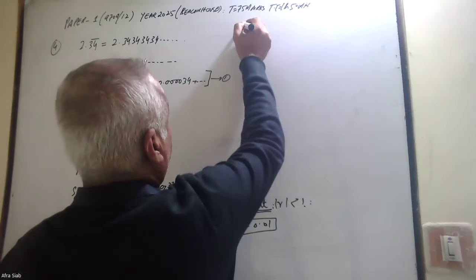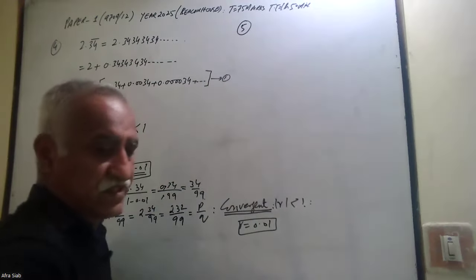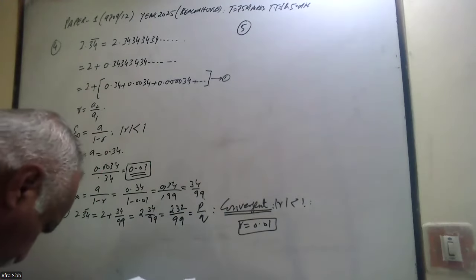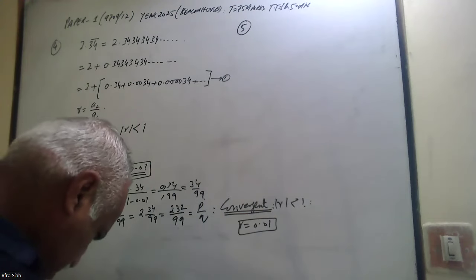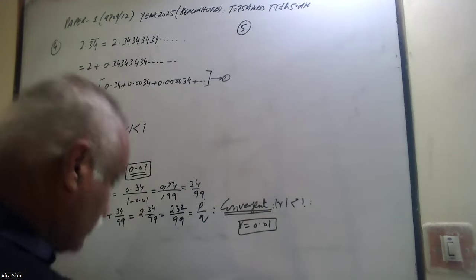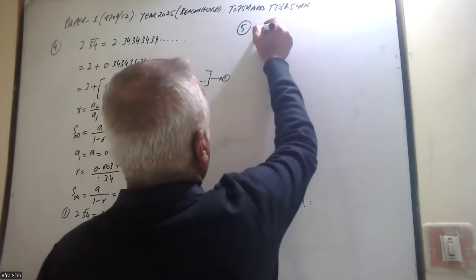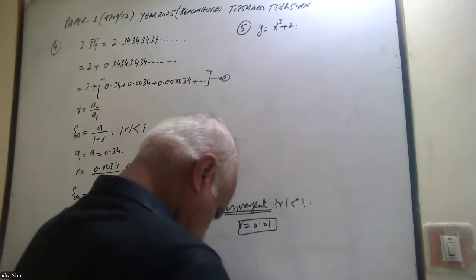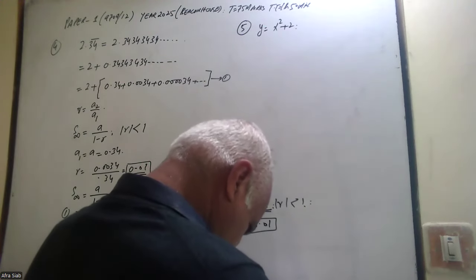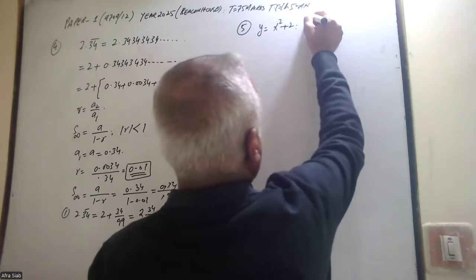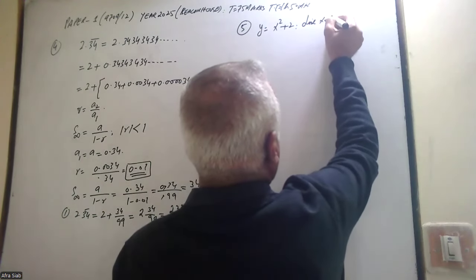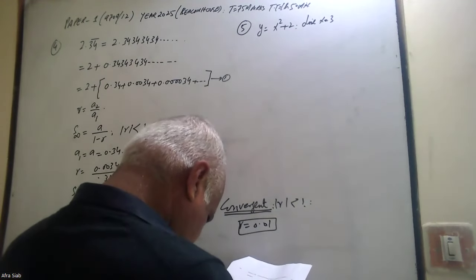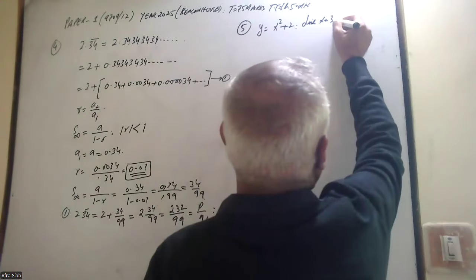Now we are solving question number 5 of this paper. It states: find the volume of the region bounded by the curve y is equal to x square plus 2 and the line x is equal to 3, rotated through 360 degrees about the y-axis.